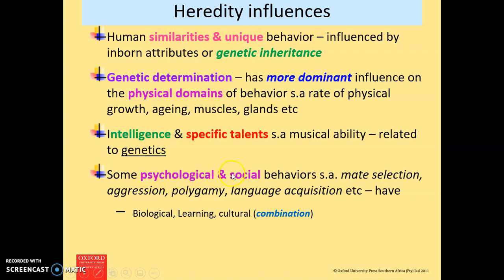So some psychological and social behaviors, for example, aggression, language acquisition, mate selection, how you select your spouse, how you're going to select your husband or your wife, are actually based on the combination of environment and also genetics and also culture. So learning and culture actually belong to environment. Biology belongs to genetics.